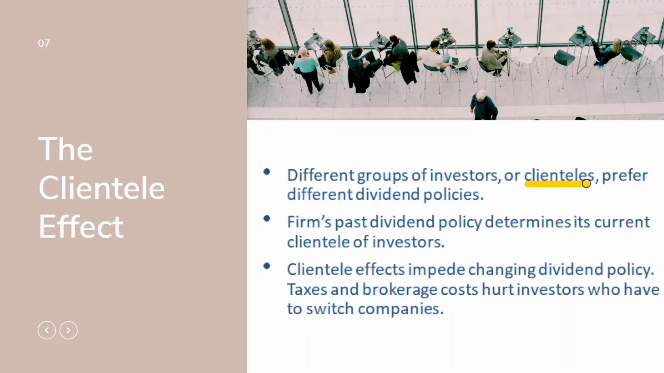Certain investors will prefer firms with certain dividend policy. Under the clientele effect, the firm's historical dividend policy will determine its current clientele. If a firm offers high dividend payouts, it will be attractive to particular types of investors that prefer high dividend payouts. The clientele effect suggests that firms will not change their dividend policy too often. The dividend policy is sticky. Once the company has established its clientele of investors, the managers don't want the investors to switch their invested companies.